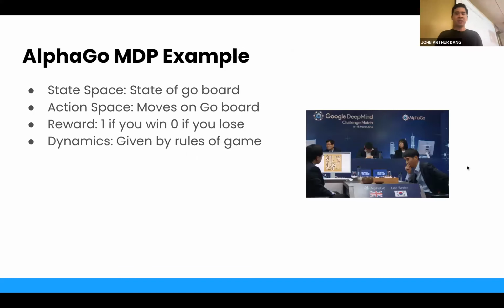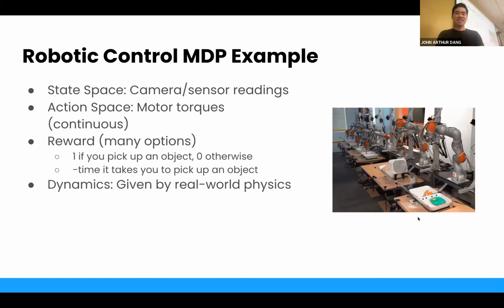Okay. So just to give a more concrete example of what the state, action, and reward spaces look like in the examples I mentioned earlier, for instance, in AlphaGo, a Markov decision process, the state space might be the state of the board, like a 2D grid. You can just represent this by a binary matrix. The action space would be the moves on the Go board, and the reward might be something like 1 if you win, 0 if you lose. And the dynamics, the transition probabilities, are given by the rules of the game. Here it's deterministic because you put a piece and it goes there, it doesn't appear somewhere else.